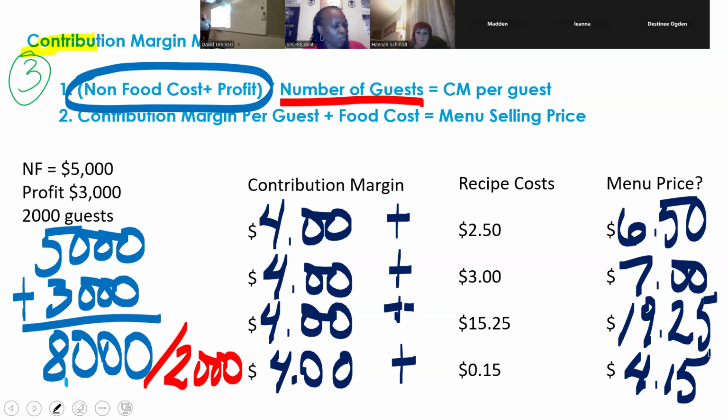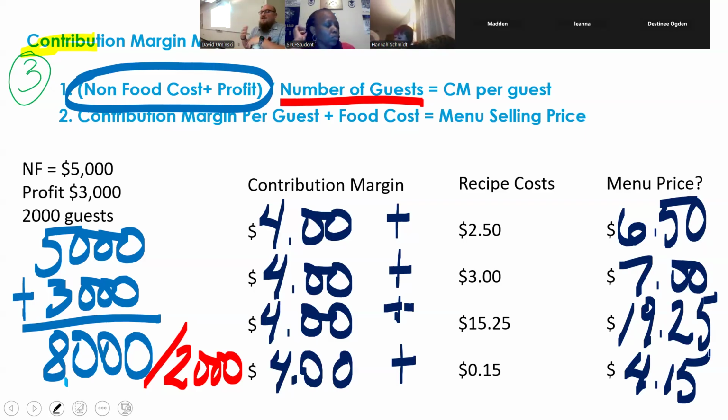Does anybody see any issues or problems with the contribution margin method? Always get that many guests. Absolutely. The number of guests, we are guessing. It's a total estimation. So what happens when we only get 1,000 guests? We divide by 1,000. Well, we can't change our menu pricing on the fly. We can't say, you only came in with 1,000 guests, so I'm going to add $4 more to the pricing. The contribution margin allows you to take into consideration those non-food costs and your profit, but it's not ideal. It's not perfect.